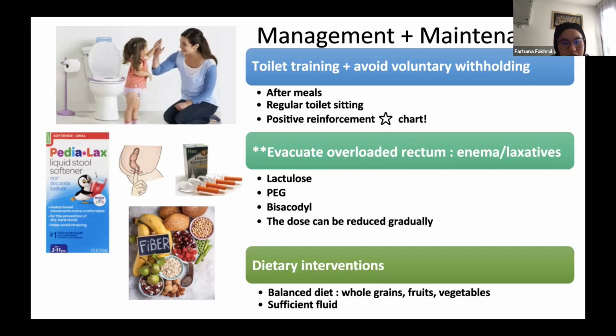And the next one is positive reinforcement, for example, a star chart. For example, you defecated today, so put a star there. Congratulations. Just keep encouraging them to defecate. And the third point is dietary interventions, such as a balanced diet, whole grains, fruits, and vegetables, and making sure that the patient has sufficient fluid.